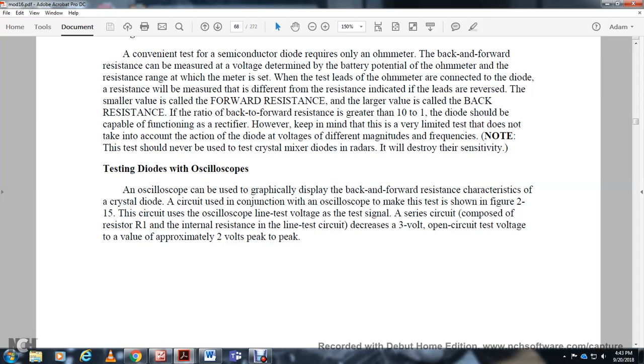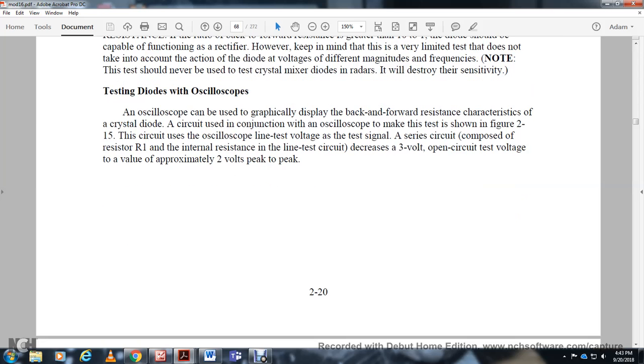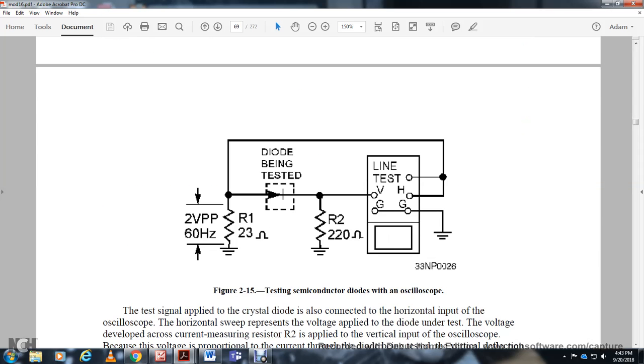Testing diodes with oscilloscope. The oscilloscope can be used with the graphical display of the back and forward resistance. Carry this crystal diode with the circuit using circuit, even in conjunction with the oscilloscope, to make the test shown in figure 215. The circuit gives the oscilloscope the line test with the voltage of the test signal. The series circuit is composed of the resistor, one internal resistor, with the line test circuit. The 3 volt open circuit test voltage has a wave of approximately 2 volt peak to peak.